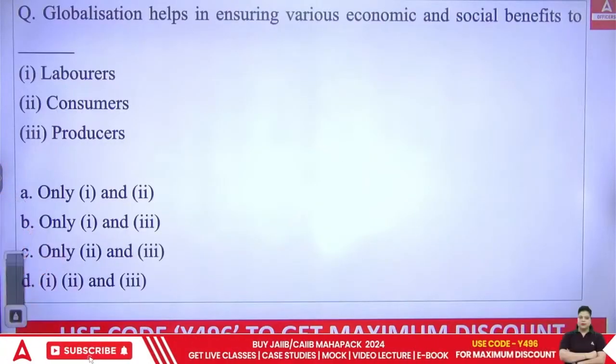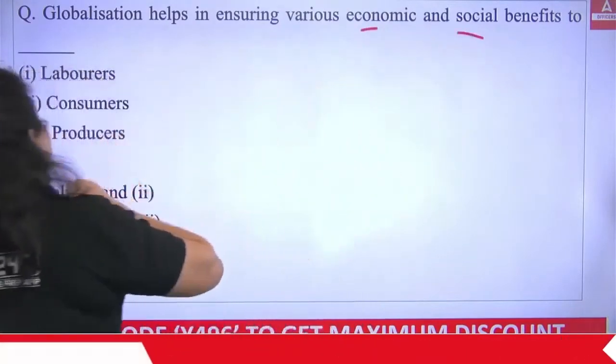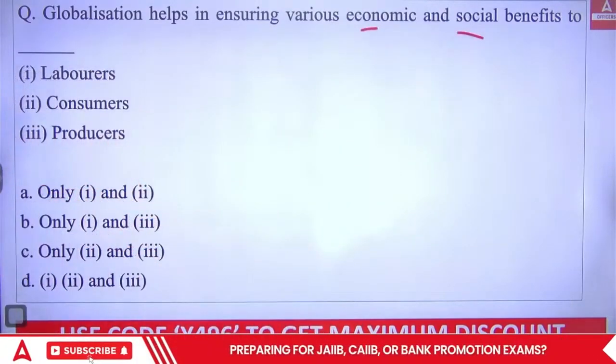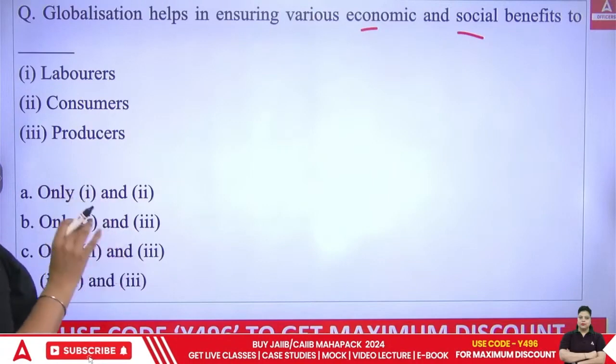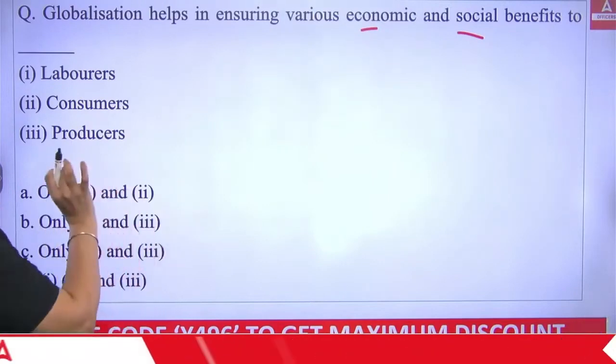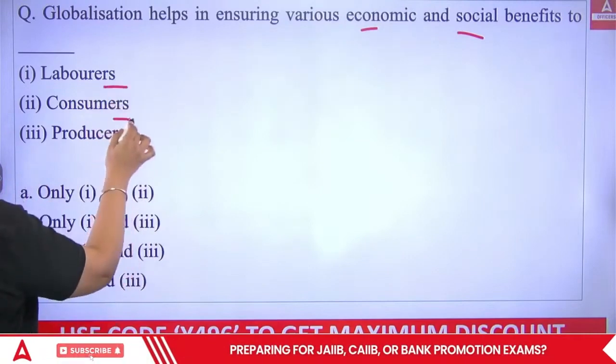Next question is asking here: globalization helps in ensuring various economic and social benefits to dash. किसको दे रहा है social और economic benefits? Laborers को, consumers को, producers को. It ensures various economic and social benefits to whom? Which of the following? The laborers, the consumers, the producers.